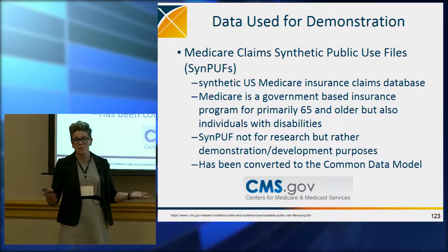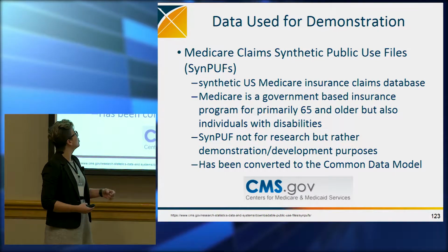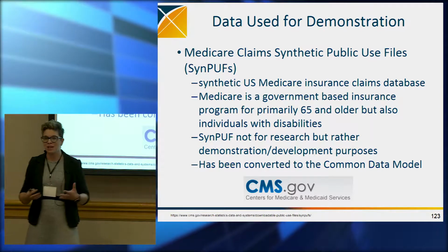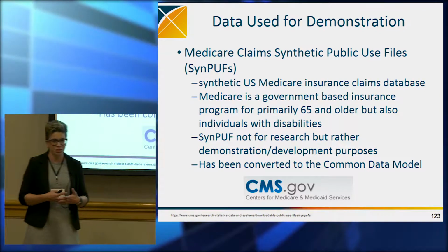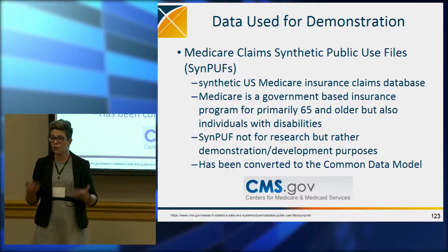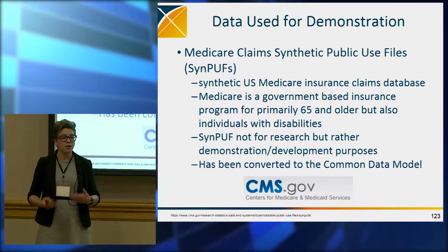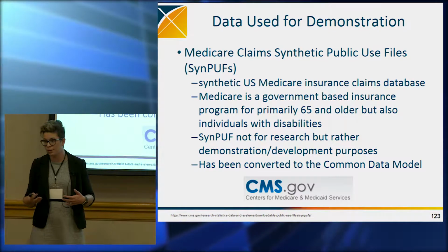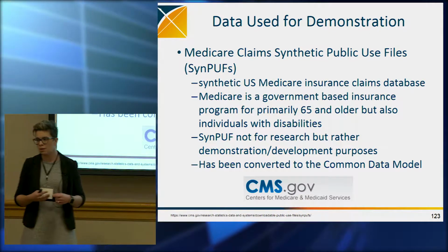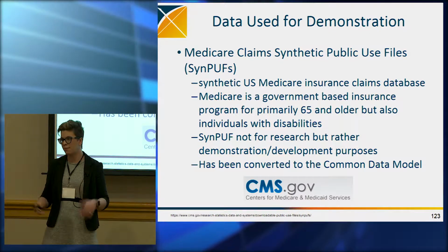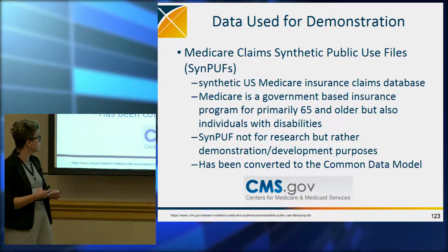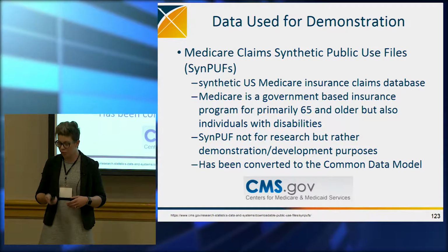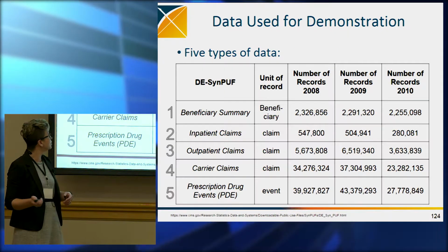Now I know not everybody's from the US, so it is a Medicare claims database, which in the US is a government insurance for primarily people who are over the age of 65. There are some people in Medicaid who have disabilities as well, but the majority of the patients who receive this type of insurance are over the age of 65. And we have taken this database and converted it to the common data model.